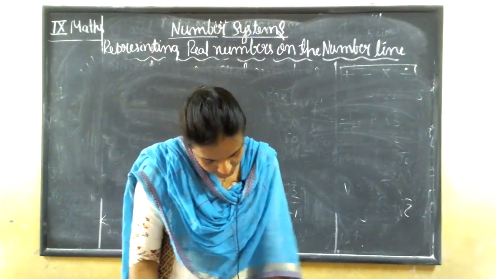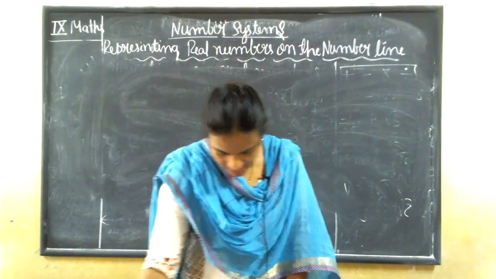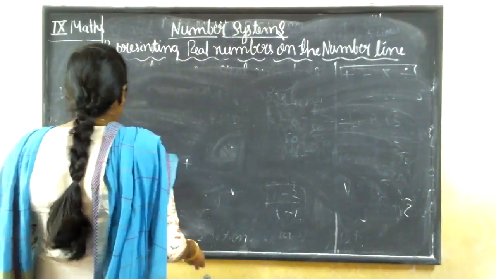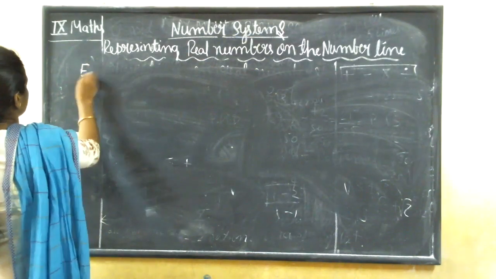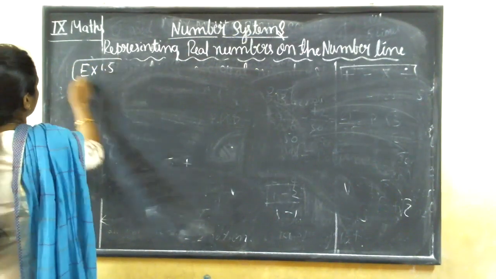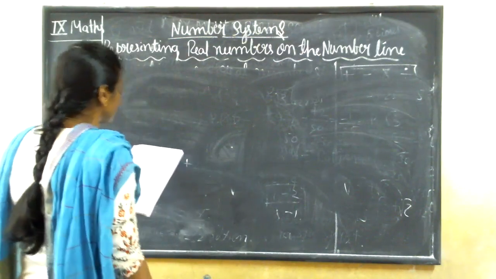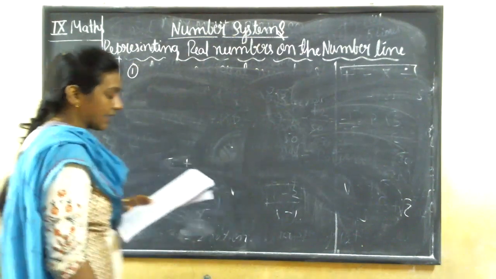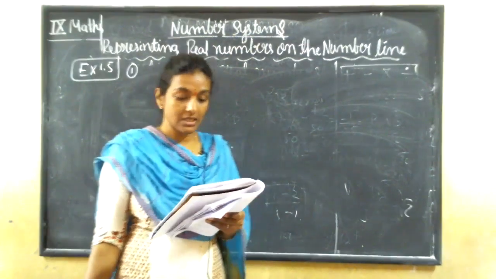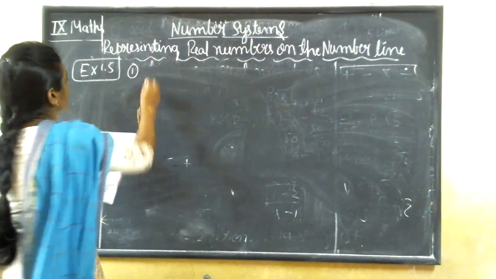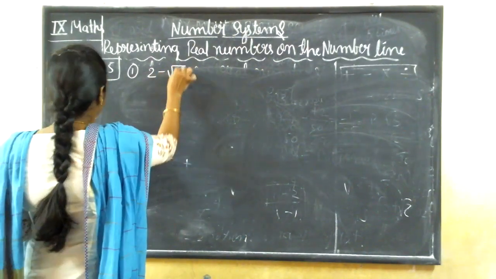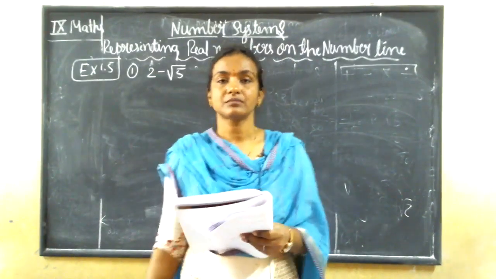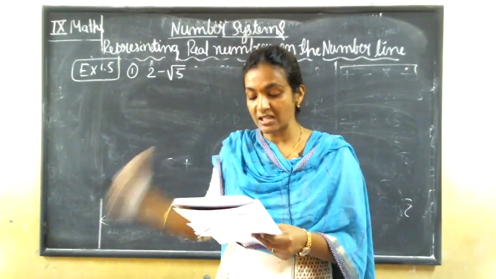Let me take some examples. Exercise 1.5. Classify the following numbers as rational numbers and irrational numbers. First one, 2 minus root 5. Tell me, guys, whether this is a rational or irrational number.